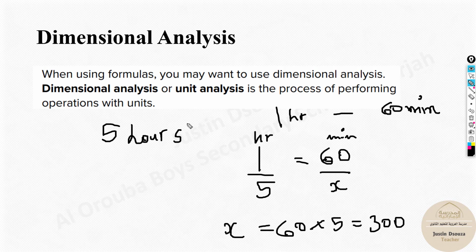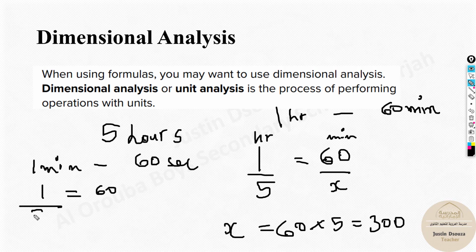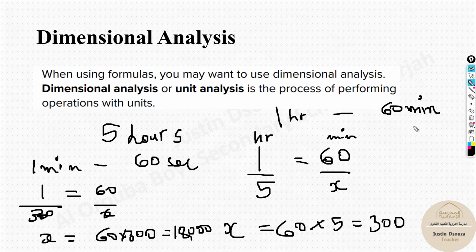Now how many seconds? I want it in seconds. Let's take 1 minute is 60 seconds. Now 1 equals 60. How many minutes are there? 300 equals X. So take X to the other side, equals 60 into 300. So it is 18,000 seconds. So 5 hours would mean 18,000 seconds. This is how you can convert.